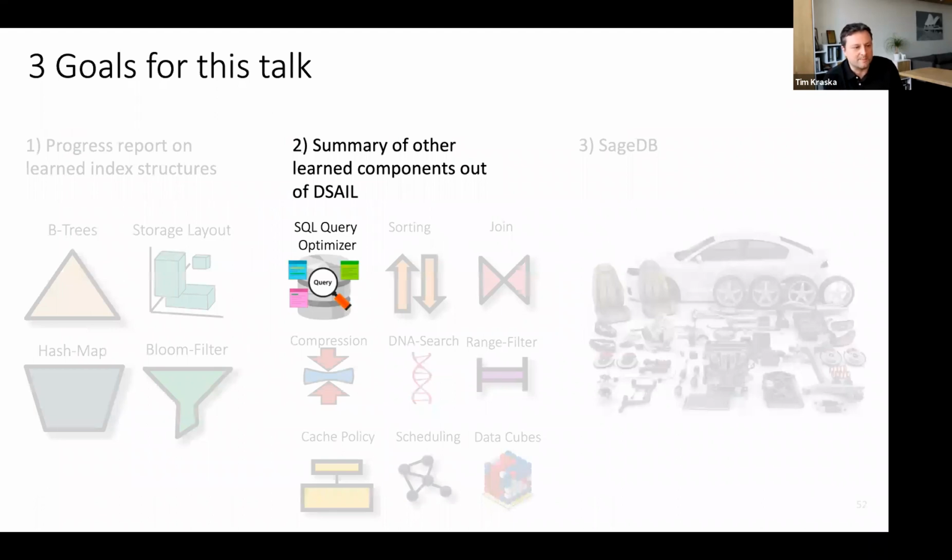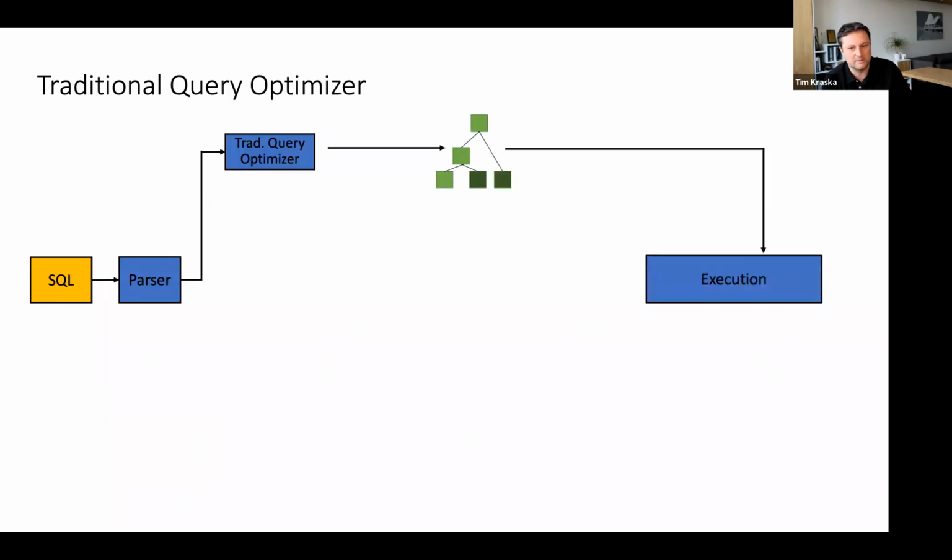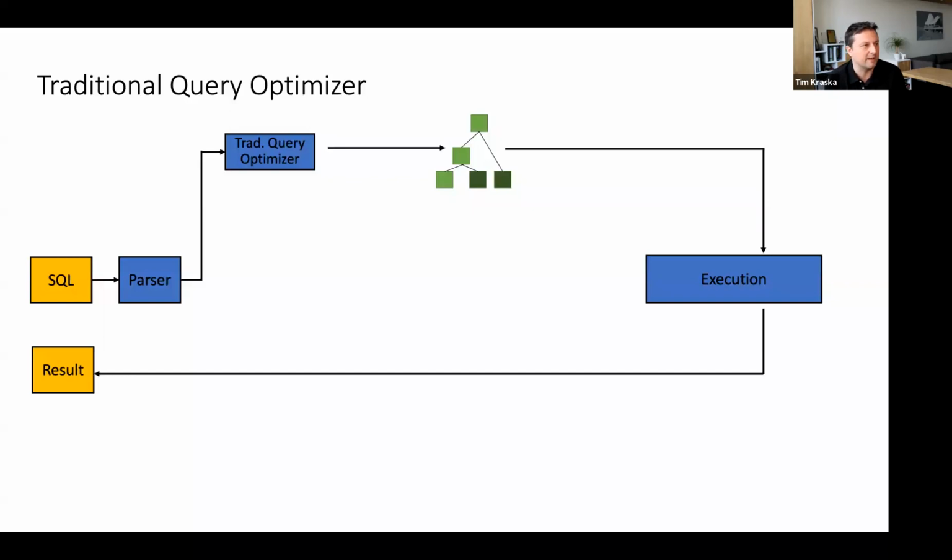Okay, moving on to the second part: a summary of some other learned components. First, we have learned query optimization, and we have been working on that for quite some time. The idea behind a learned query optimizer is to create a feedback loop to improve the query optimizer over time, so that we have something which actually improves. If you think about the traditional query optimizer, a query comes in, gets parsed, and you put it through the traditional query optimizer, which normally uses rules and a cost-based model. You get the query plan out, you execute it, and you get the result back. As you can see, if the query optimizer makes any mistake, there's no feedback loop. It's not improving on its own.